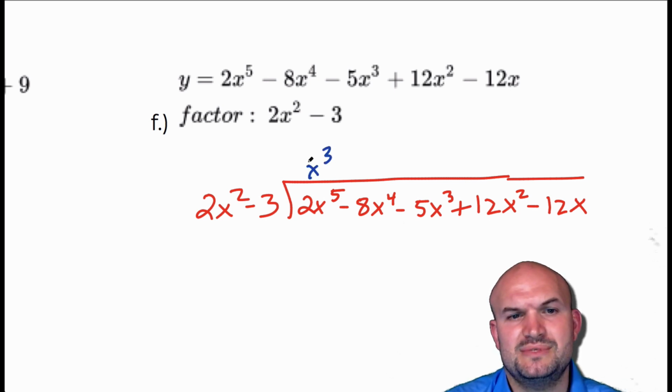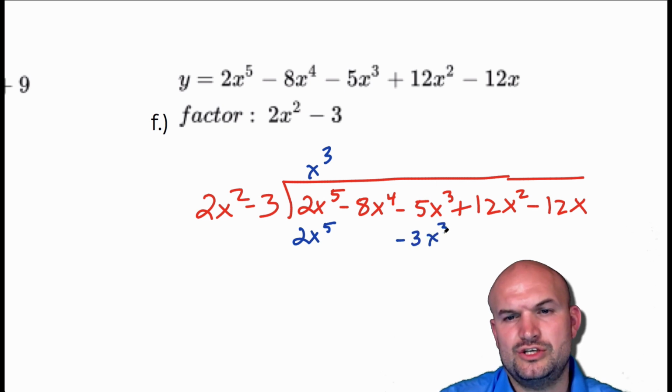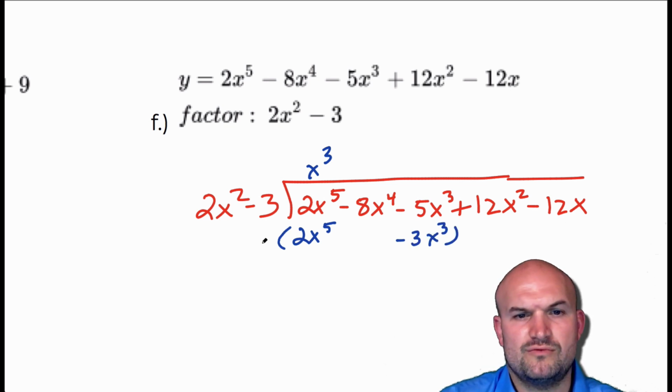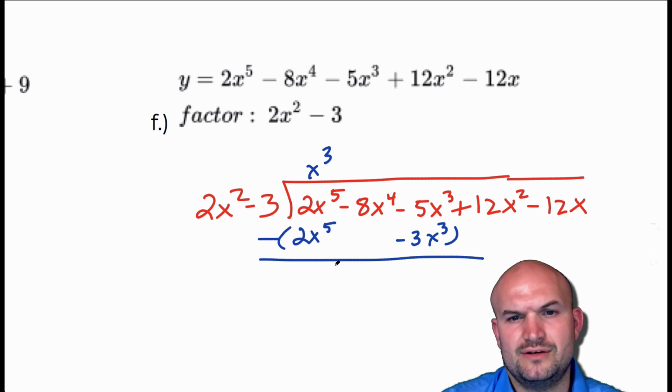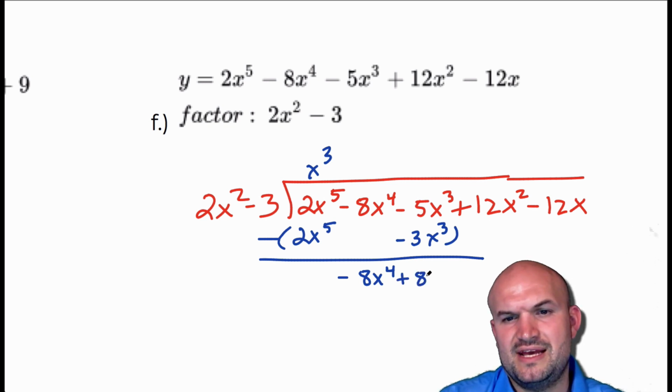X cubed times 2x squared is 2x to the 5th. X cubed times -3 is -3x cubed. Subtract our rows. That goes to 0. Bring this down. That minus a negative becomes a positive, so that becomes a positive 8x cubed.